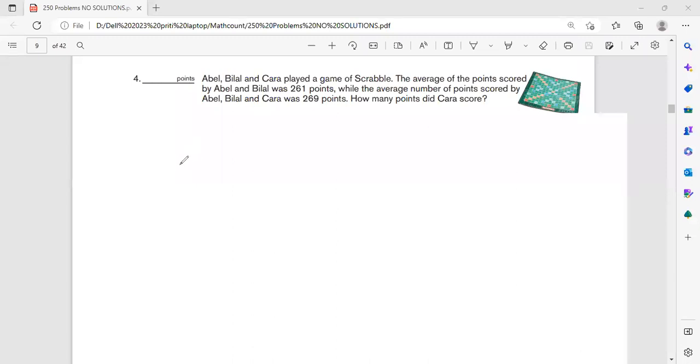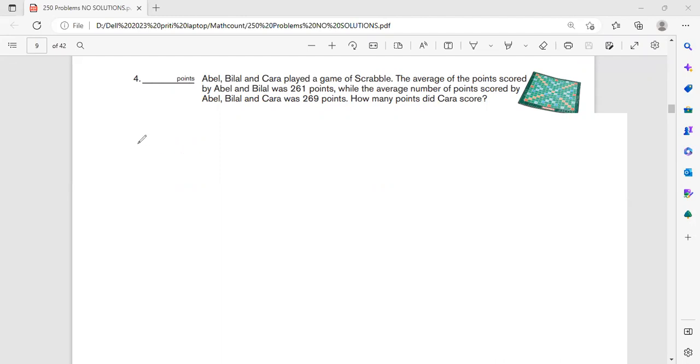Let's go to question number 4. Abel, Bilal, and Cara. Let's just name them A, B, and C. They played a game of Scrabble. The average of the points scored by A and B was 261 points, while the average number of points scored by A, B, and C was 269 points. How much did C score?